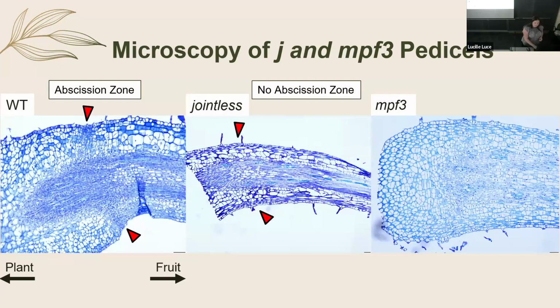However, in my jointless mutant, shown in the middle here, this abscission zone is not present. I don't see these small banding cells. Similarly, in my MPF3 mutant, this also doesn't exist. This is exactly what I wanted to see.